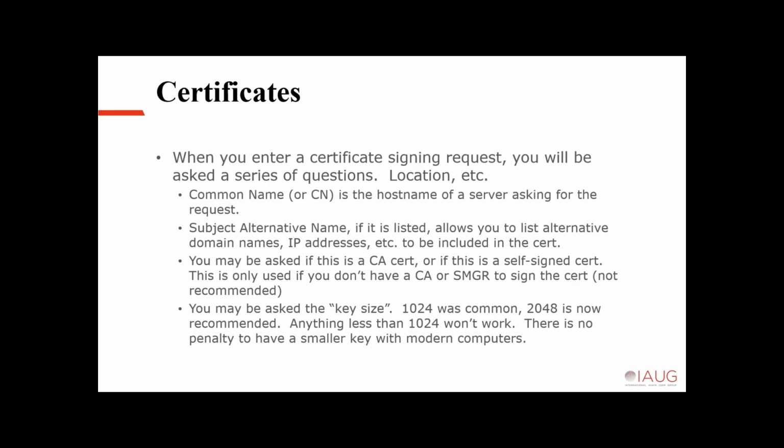You're going to be asked a common name or a CN. That's the host name of the server that's asking for that request. So generally for my Communication Manager, it's going to be the host name of my Communication Manager. They may ask for a SAN or subject alternate name. Not all applications are going to ask you for this. This allows you to list additional domain names, IP addresses, whatever you want to be listed in that certificate.